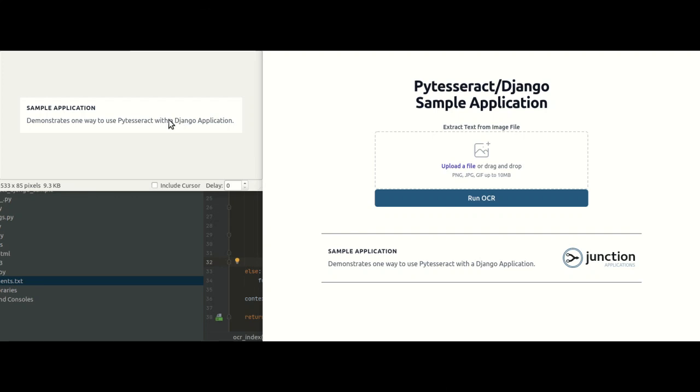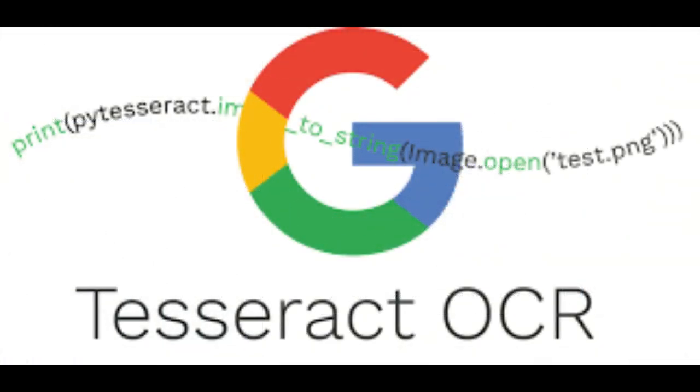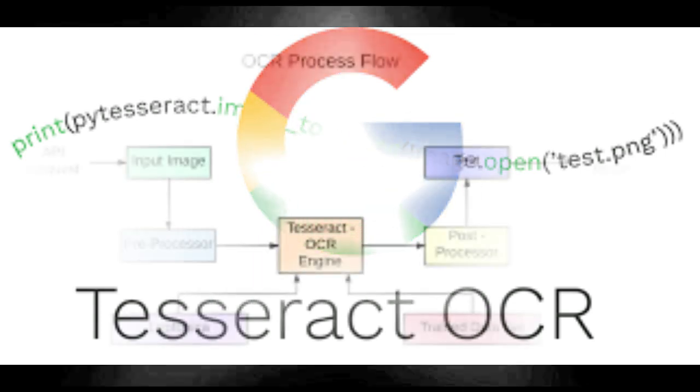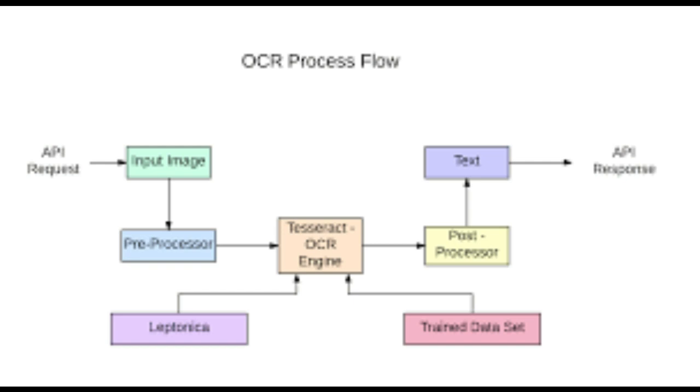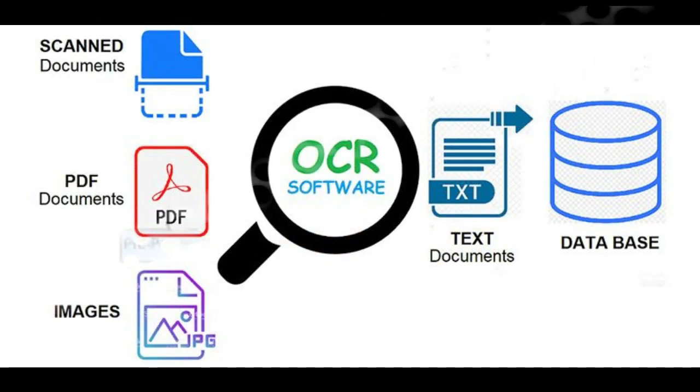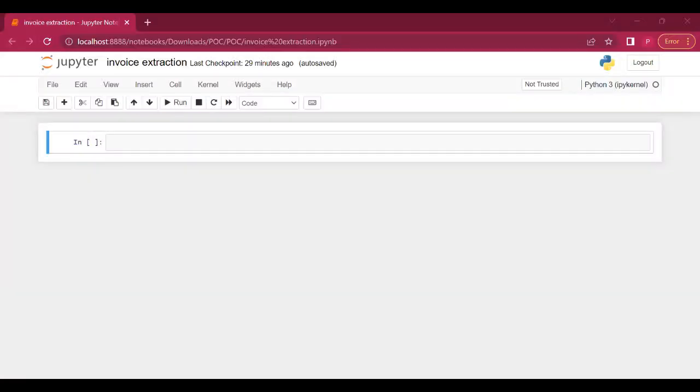So let me give you a brief introduction about the PyTesseract library, which is a Python library that provides an interface to Google's Tesseract OCR engine. PyTesseract makes it easy to use Tesseract OCR in Python applications, and with just a few lines of code, we are able to extract text from images and PDFs, making it a powerful tool for data analysis, document processing, and automated data entry. So let's get started.